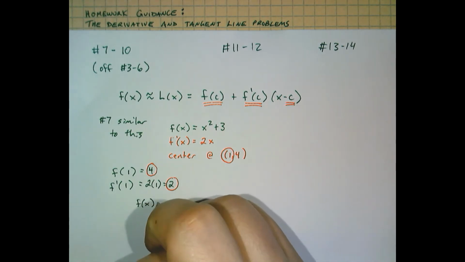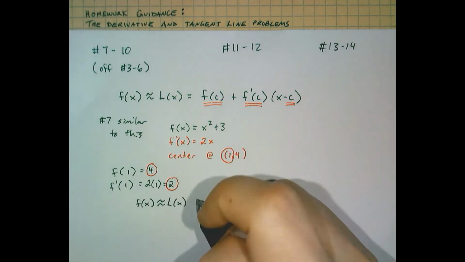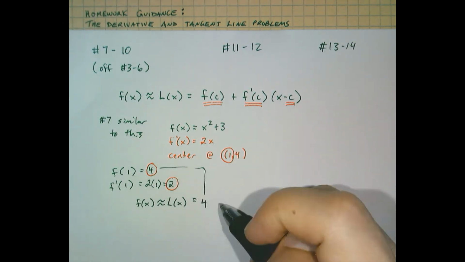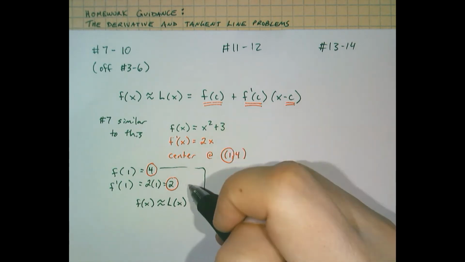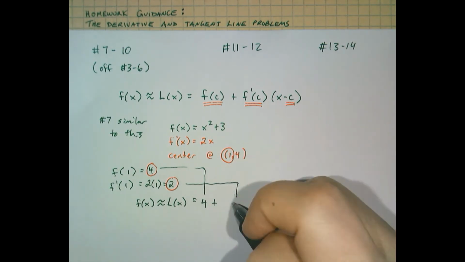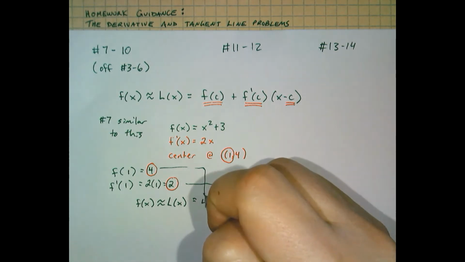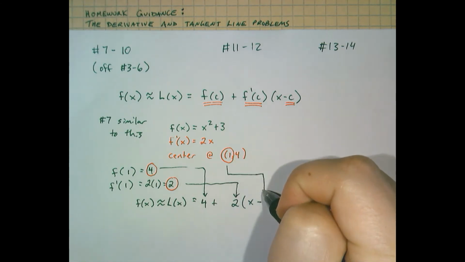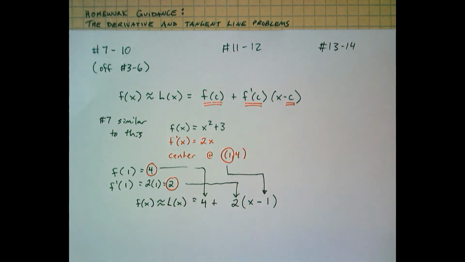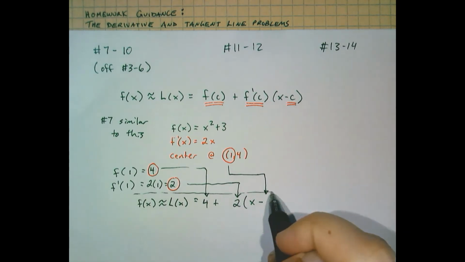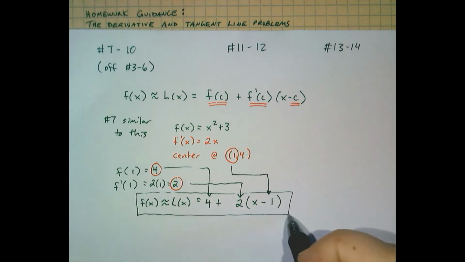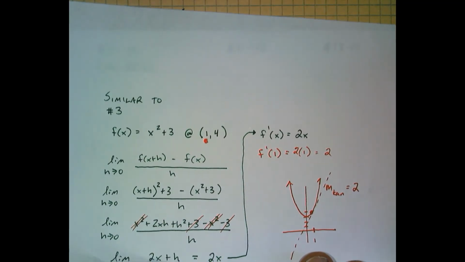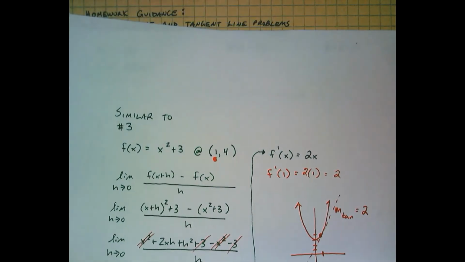F of x can be approximated by the tangent line, which is f of the center plus f prime of the center times x minus the center. Okay. So that is the solution to the problem that is similar to number 7. Now you'll get slightly different answers because I did a slightly different equation, but this is like number 3.